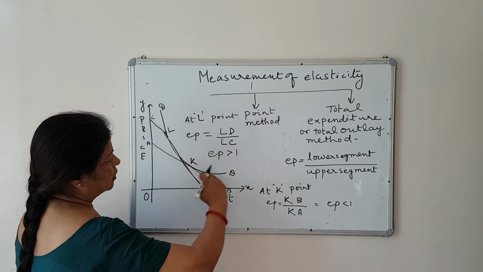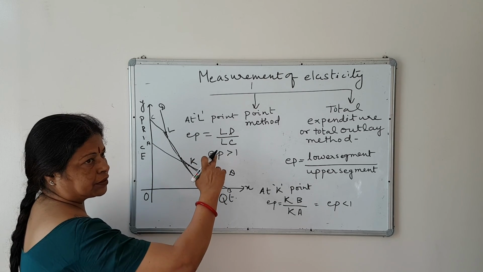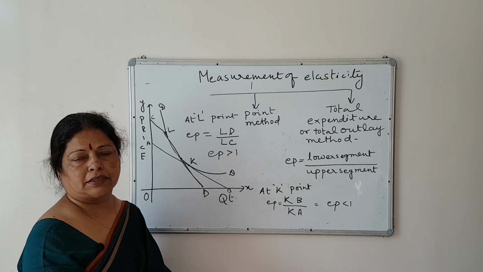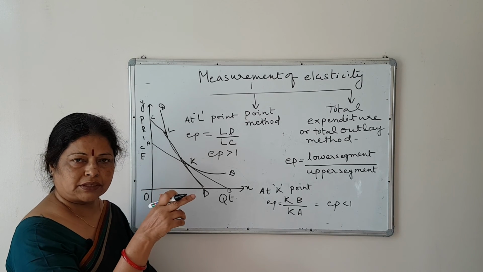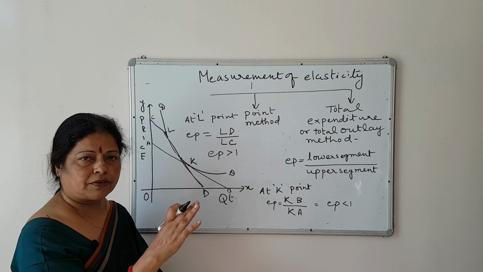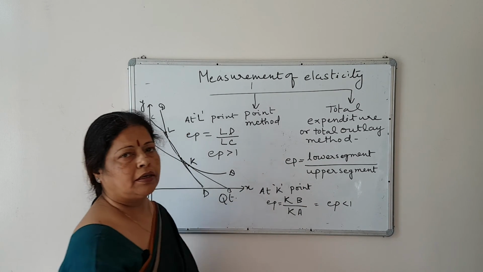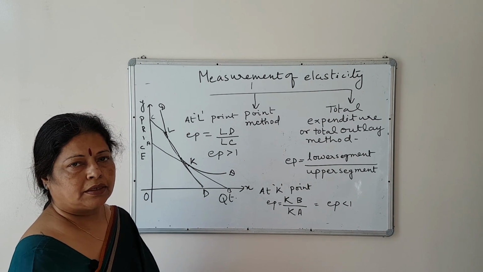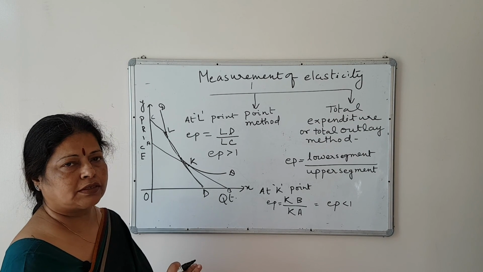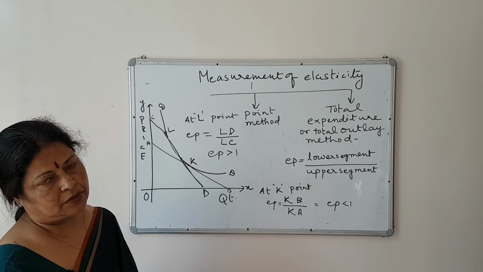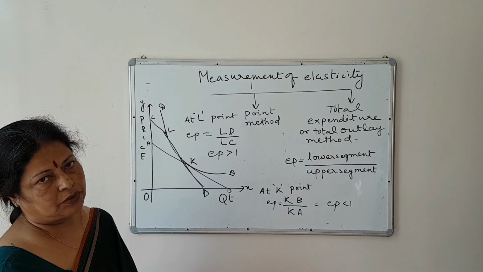So on the demand curve you can take any point, and by touching that point you can draw a tangent. Name the tangent, and after that apply the formula lower segment divided by upper segment. And after that you can see whether EP is more than 1, less than 1, or equal to 1.